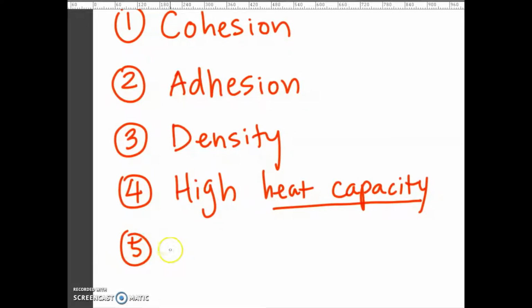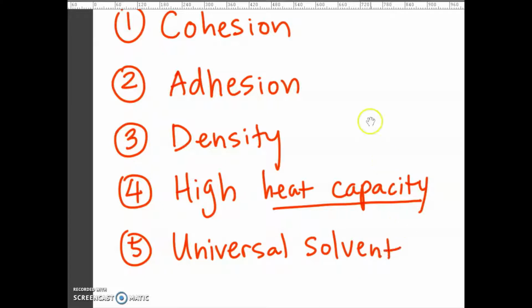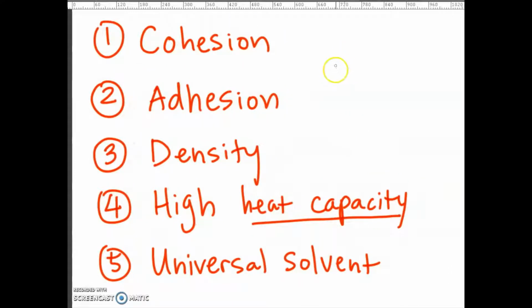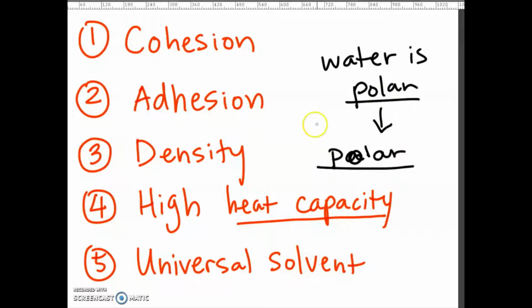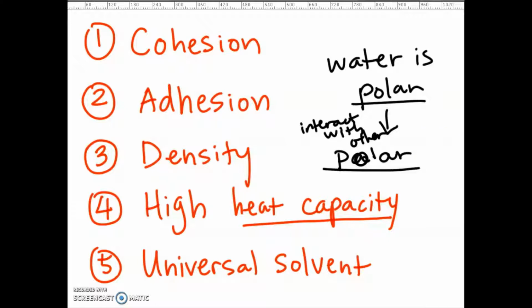And number 5, water is a universal solvent because, again, it can interact with anything that is polar. So water is polar, and anything that is polar can interact with other things that are polar. So polar can interact with other polar molecules. Okay, that is it for my 5 properties of water.